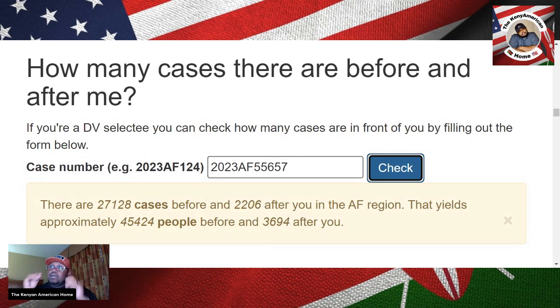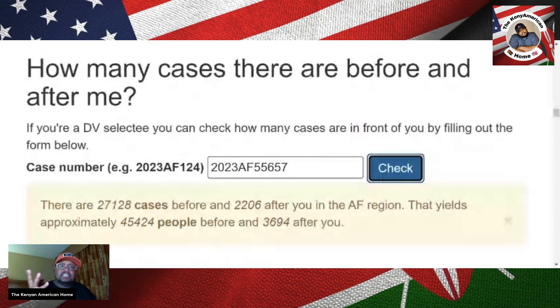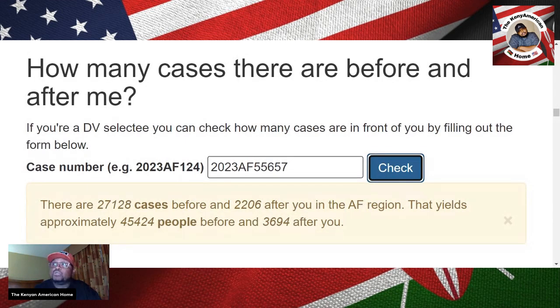What that means is by the time they get to 55,657, you still have a good chance of being among the 55,000. That's what they're saying: you're still in good condition in the next 4.5 months. That's the idea, you put in your case number here, and it gives you an idea.